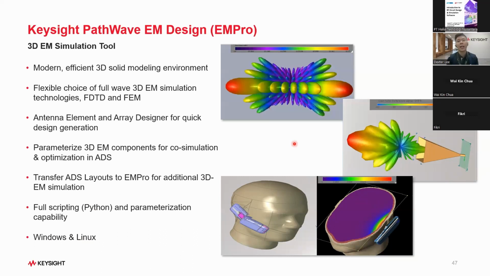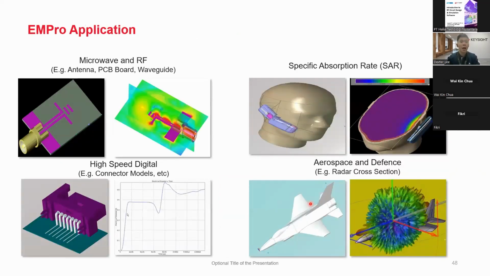So on the right side, there are some use cases where you can use EM Pro, for example, phased array antennas and horn antennas, and we can also do specific absorption rate (SAR) simulation with EM Pro. Okay. So diving in a little bit, a few applications. We can do microwave and RF ports as well, and specific absorption rate. If you are looking at connector models, we have that as well. And if you are looking at RCS, EM Pro is able to do that too.